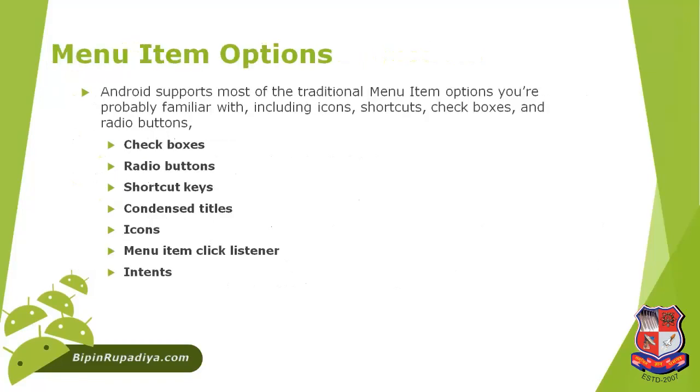Now another thing is how you can set the different menu item options. Say as a part of a menu item you want to show a checkbox or radio buttons or shortcut keys or condensed titles or icons, or you want to set menu item click listeners, or you want to attach an intent, like when you click on some specific menu item, some intent should automatically trigger. All these things are possible. So let's check all these options and how you can set them.